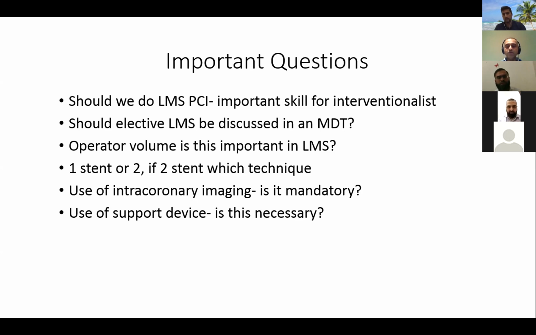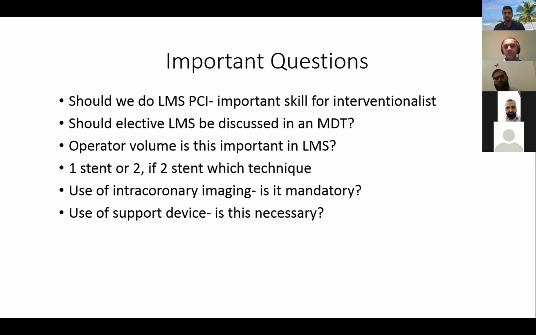When we do left main PCI, is it important in terms of volume? Is there any data to suggest that those who do more left main PCI cases are better operators for those patients in terms of morbidity and mortality reduction? Or is this a skill that actually all interventionists should be taking on? And of course, the big question which always comes up is, when you're tackling these, should it be 1 stent technique or 2 stent technique?